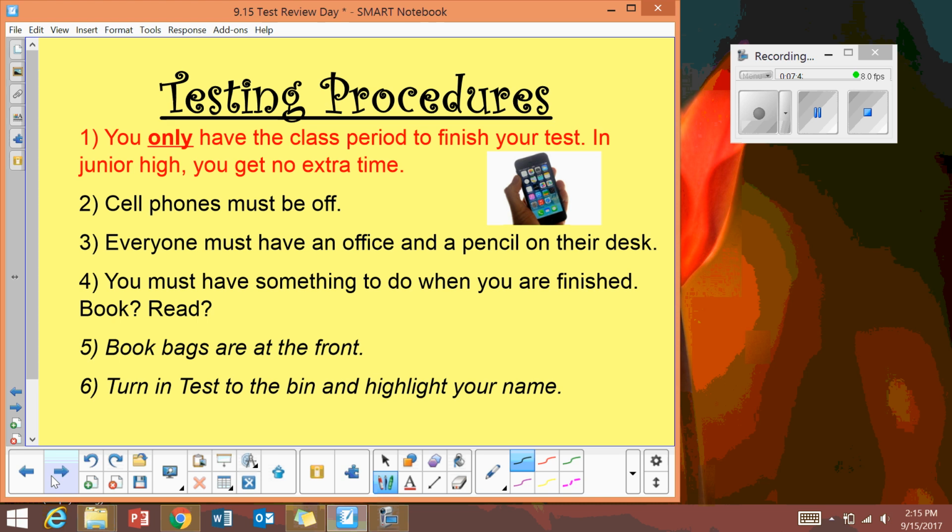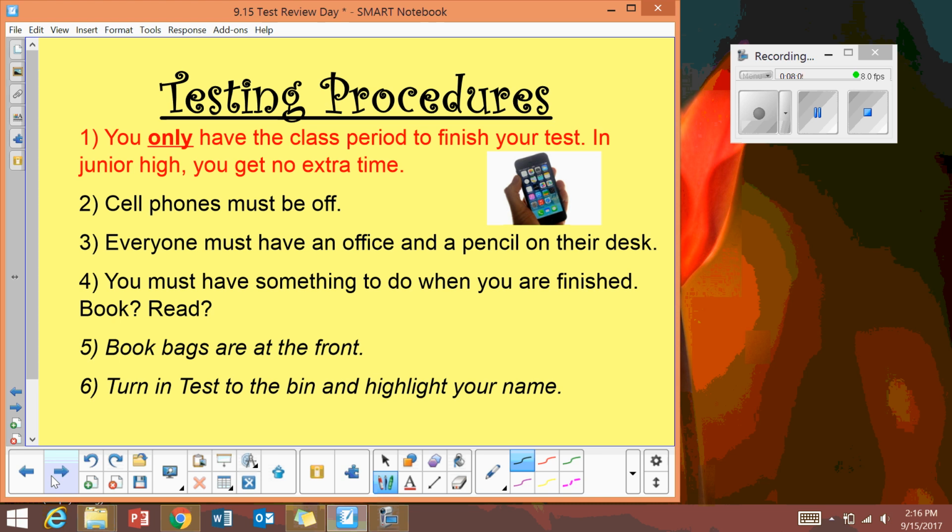Testing procedures. Now, I am Miss Perrine recording this, and each teacher has different testing procedures. Some of them are the same, some are different. So in all the classes, you only have 1 class period to finish your test. In junior high, you don't get extra time. You also have to have your cell phones off when you come in. Everyone must have an office and a pencil on their desk. So you come in, grab an office, sit at your desk, put a pencil.